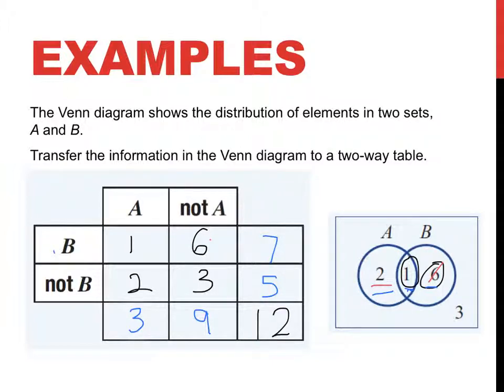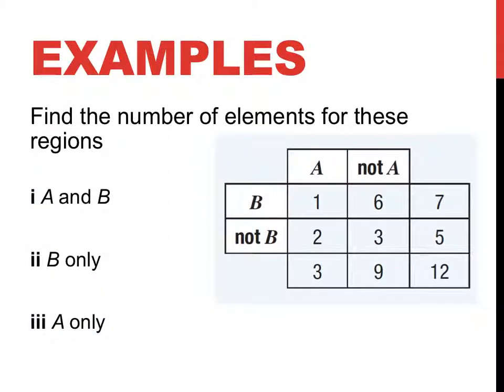This is the overall total. Okay, these are the totals of the columns. These are the totals of the rows. Cool. So I've copied that there, and it says find the number of elements for each of these regions. Okay, how many elements is there for A and B? Okay, in both A and B. So someone who likes both A and B, that is this first column here, so that is 1.